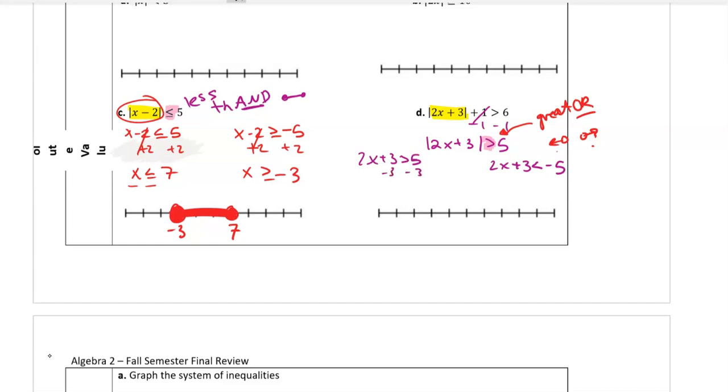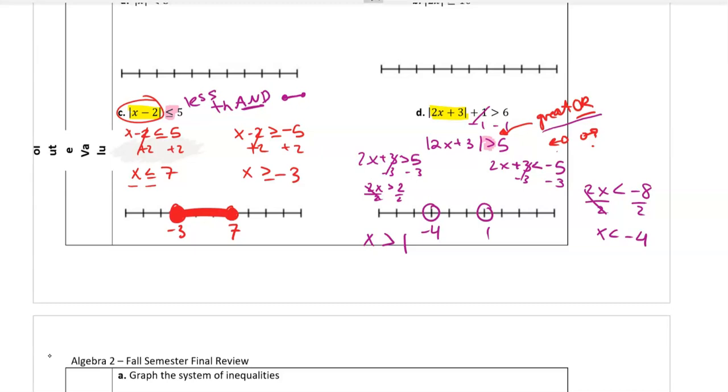All right, here we have minus 3, 2x is greater than 2, divide by 2, and that leaves us with x is greater than 1. On the left, we subtract 3. Now we have 2x is less than negative 8, divided by 2. So x is less than negative 4 or greater than 1. So again, we're "great-or," so we're going to shade the outsides, or we can read the inequalities.